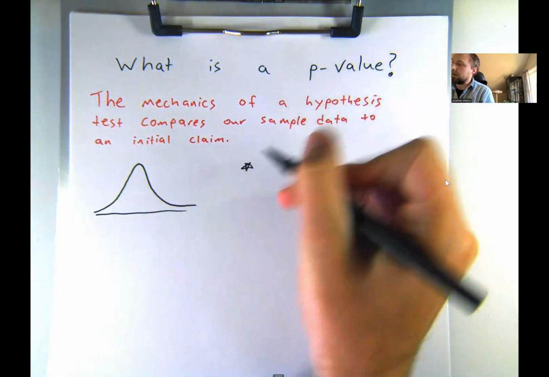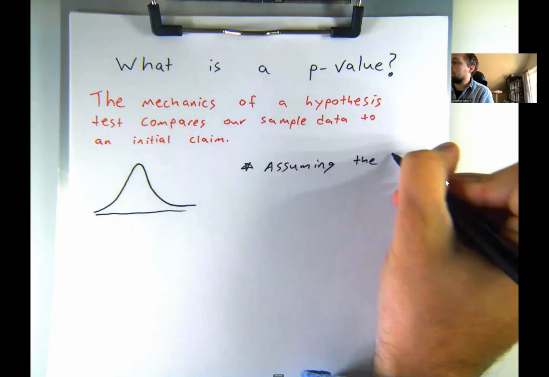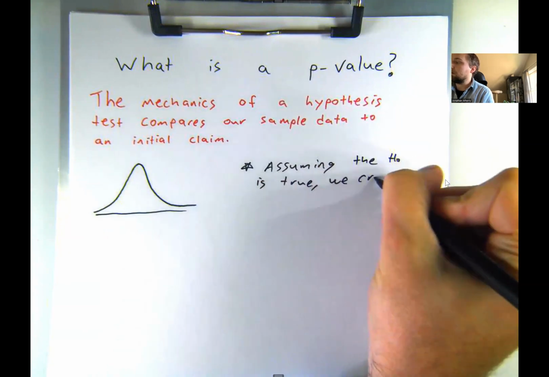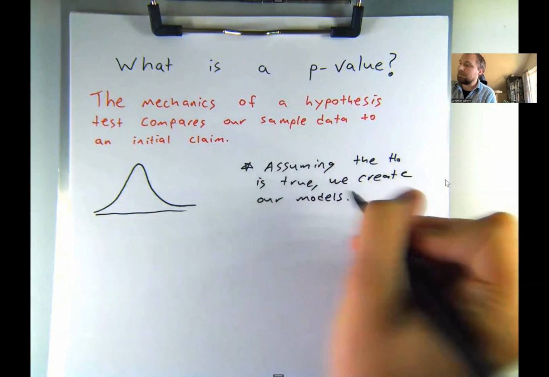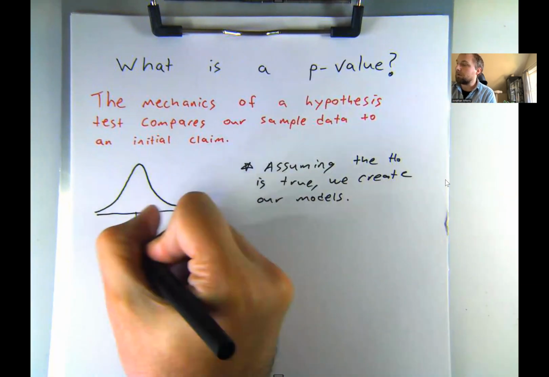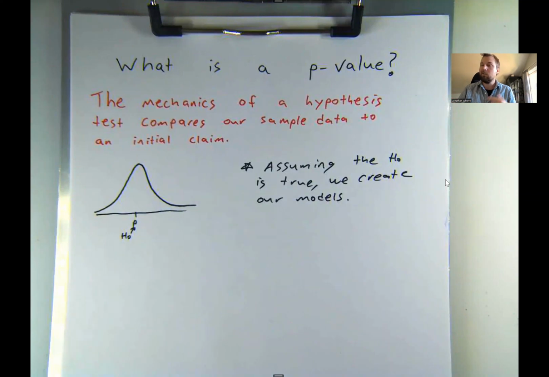And we start by assuming the initial claim, the null hypothesis, is true. We create our models. So what this means is in the center of our distributions, we will see our initial claim, our null hypothesis. So if someone tells us that we should win a game 50% of the time, we go, all right, I'm willing to believe you until I see evidence contrary to that. So we start with really sort of an open mindset. We believe what we're being told, but we want to compare our data to it.